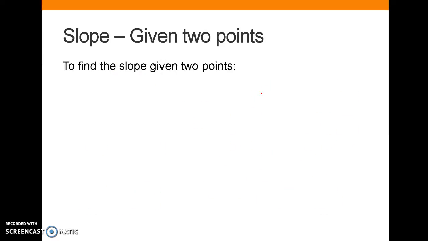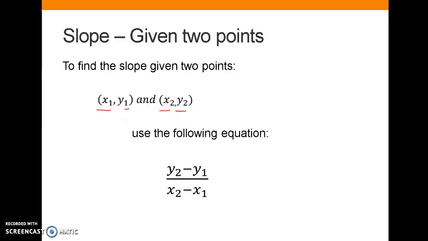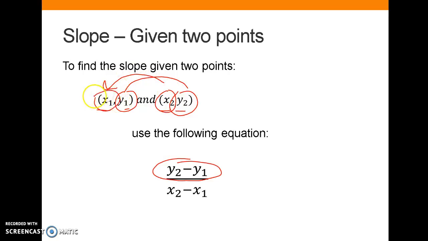To find the slope given 2 points, if I call the first point x1, y1, and the second point x2, y2, then I can find my slope by using this equation. I could take y2 minus y1 over x2 minus x1, and that general formula will always give me my slope if I know what the 2 points are.